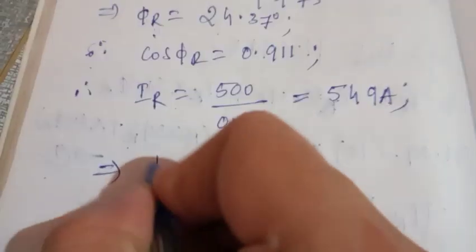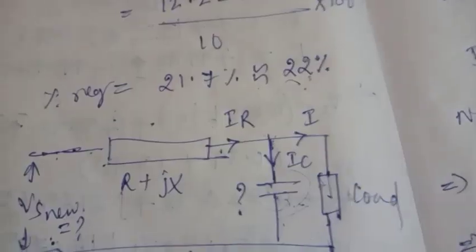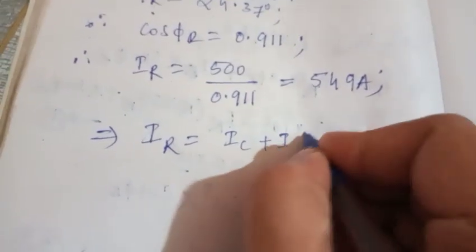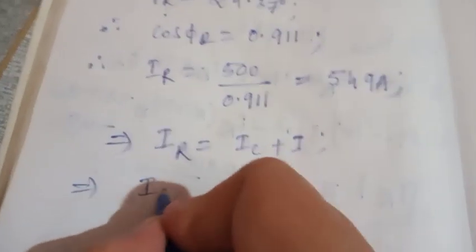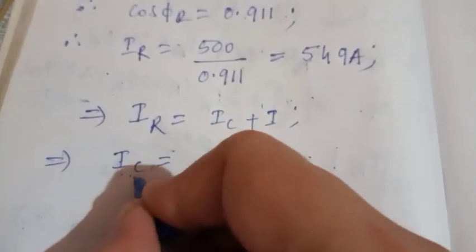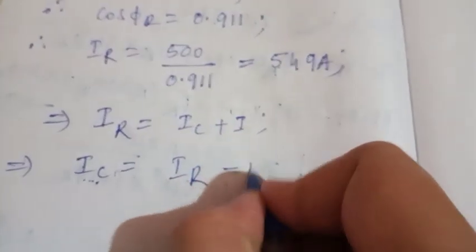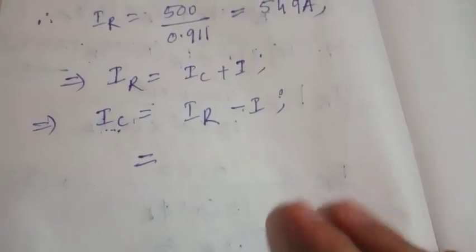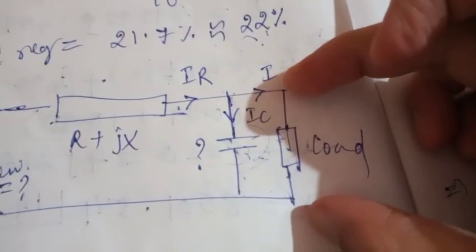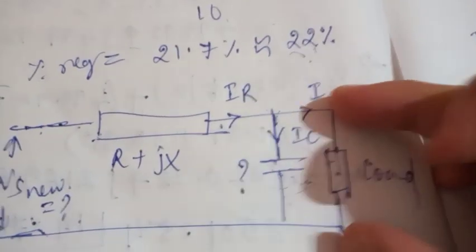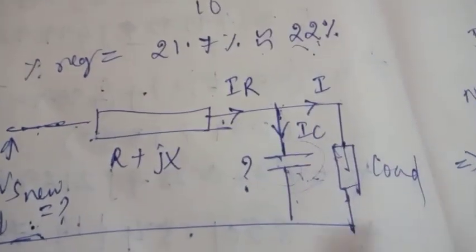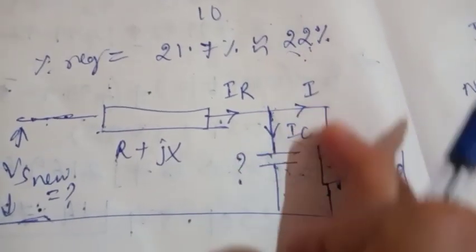So what is the relation? If I apply Kirchhoff's current law here, IR must be equal to IC plus I. But I need IC to calculate the capacitance, so IC is equal to IR minus I. What is I? I is nothing but the current flowing through this load, the receiving end voltage divided by the load.